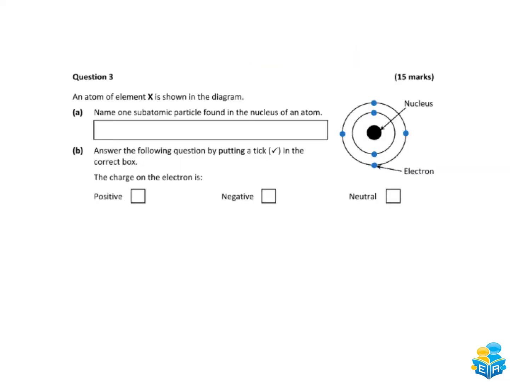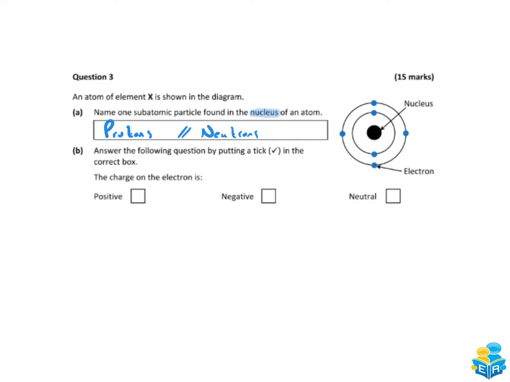So we're going to have a look at an exam question or two here now. So an atom of element X is shown in the diagram. Name one subatomic particle found in the nucleus. So that's our keyword there. It has to be found in the nucleus. That's actually eliminating electrons for us. So one of the subatomic particles would be protons. Okay, we're going to be really careful to only list one of them. We're not going to list 2, but the other one would be neutrons.